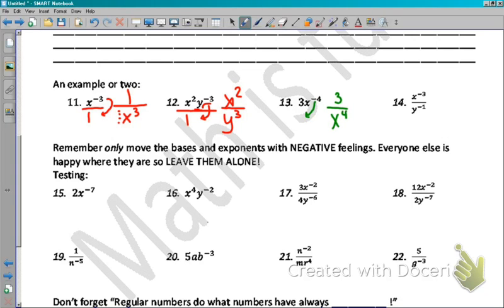And question number 14, this x feels badly about being on the top, and the y feels badly about being on the bottom. So I'm basically going to switch them around. So I'm going to have y to the 1st, which you don't have to write the 1, but you may, over x to the 3rd. Again, don't have to write the 3, but you can. Now, remember, you only move the base and the exponent that have negative feelings. Everyone else is happy where they're at, so leave them alone.